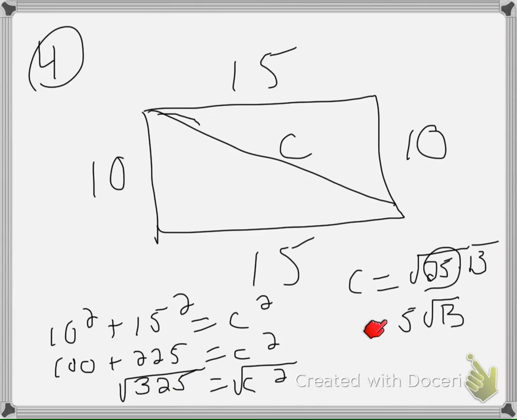I want these in simplest radical form. So I used my calculator to figure out what the biggest perfect square was that goes evenly into 325, and I found out it was 25. 25 times 13 is equal to 325. So I circle the perfect square. Its square root is 5. The 5 comes to the outside, and my answer is 5 square root 13.